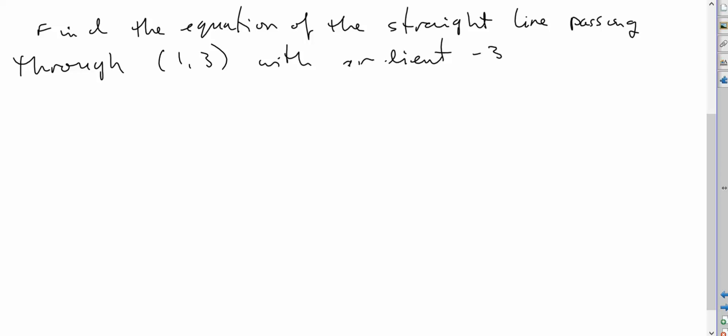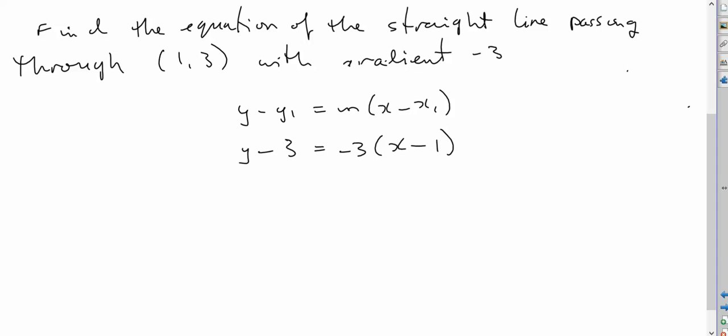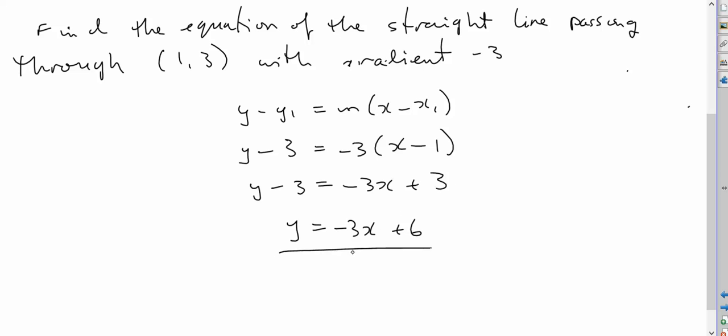For example, find the equation of a straight line passing through (1, 3) with gradient minus 3. We write the formula y minus y1 equals m(x minus x1), and we substitute the values. y minus y1, which is 3, equals m, which is minus 3, times x minus x1, which is 1. The x and the y obviously are the variables for the equation, and then we simplify it. y minus 3 is minus 3x plus 3, and y equals minus 3x plus 6, and that's the equation of the line.